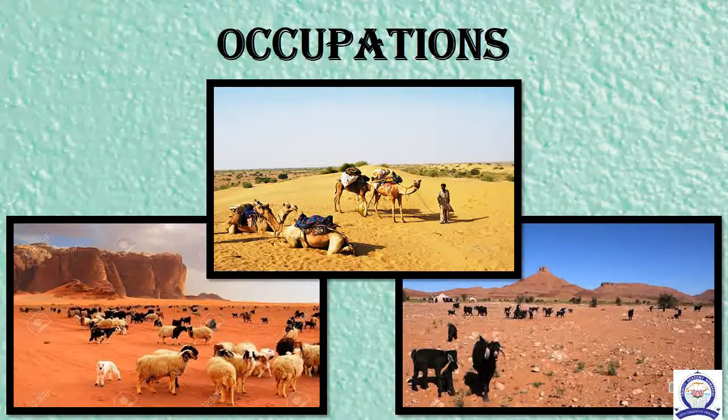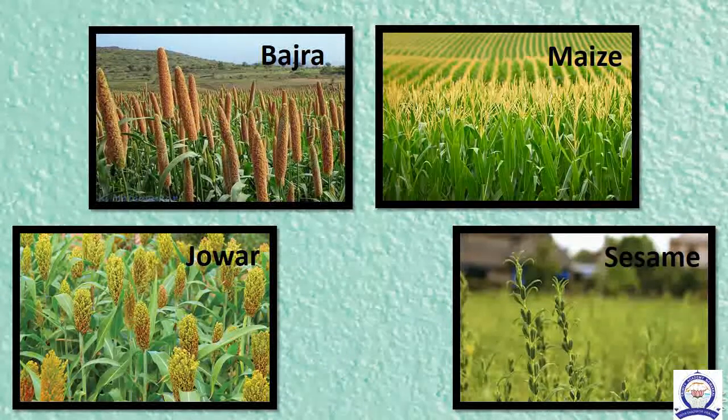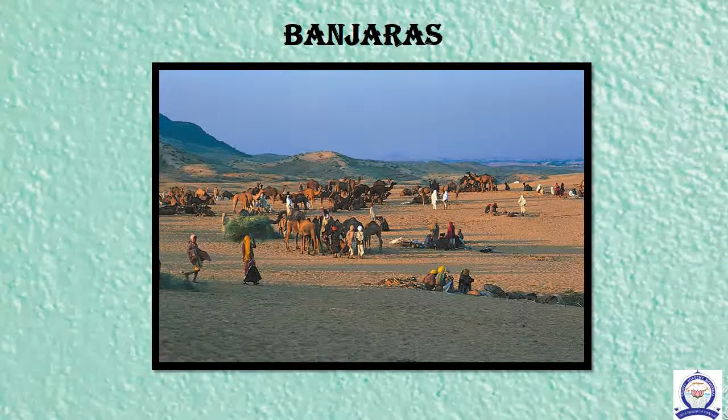Occupation. People mostly rear sheep, goat, camel and cattle. Some of them also practice agriculture. They grow bajra, jowar, maize, sesame and groundnut. The shortage of water results in shortage of food. Hence, very few people live here, especially the nomads. The nomads are people who travel from one place to another in search of food for themselves and their animals. The nomads of the Thar Desert are called the Banjaras.